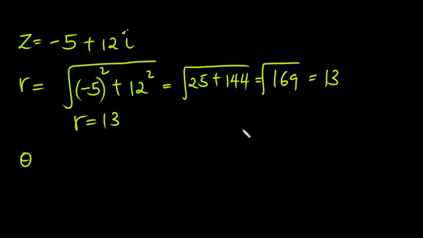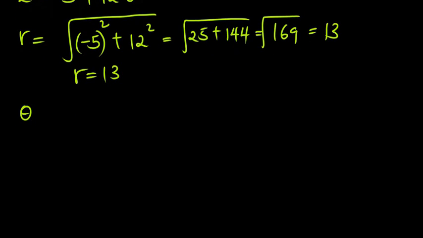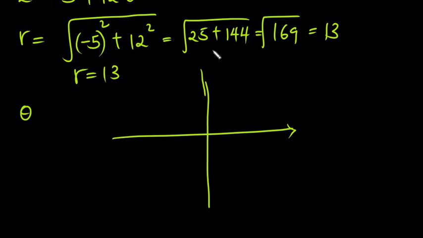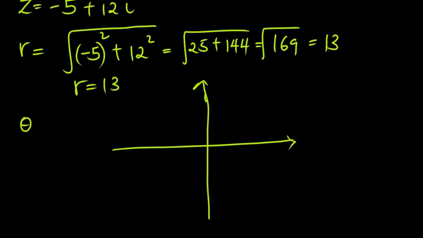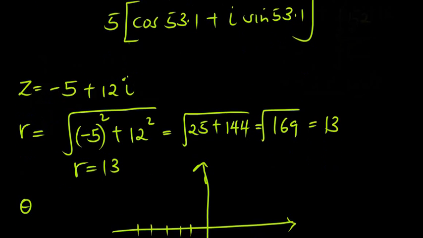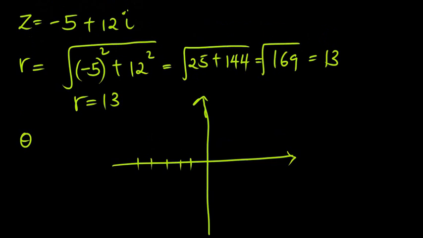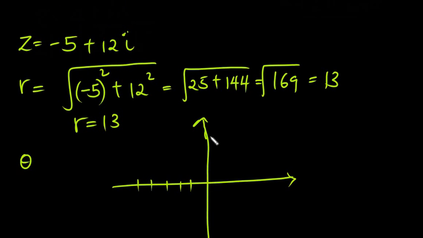So let me represent this complex number on the complex plane so that we can understand it in a better way. So that is the complex plane. We're going to move negative 5 units on the real axis. Negative 5 units means that we're going to move towards the left 5 units. So 1, 2, 3, 4, 5. And then on the imaginary axis, we're going to move 12 units.